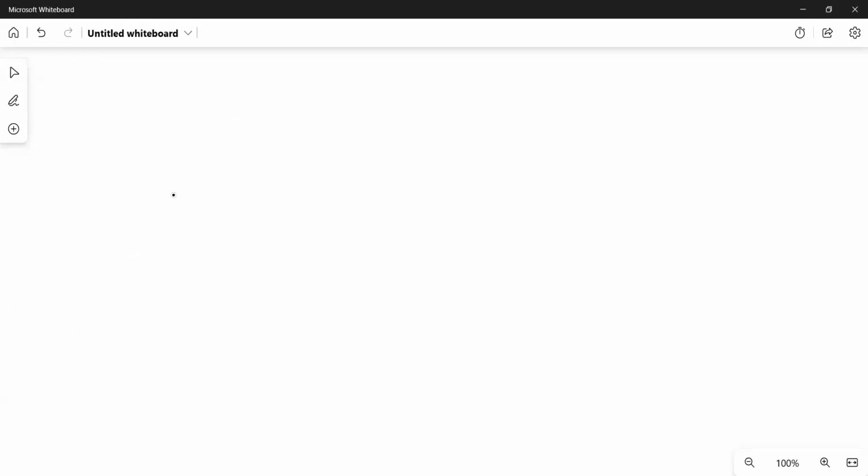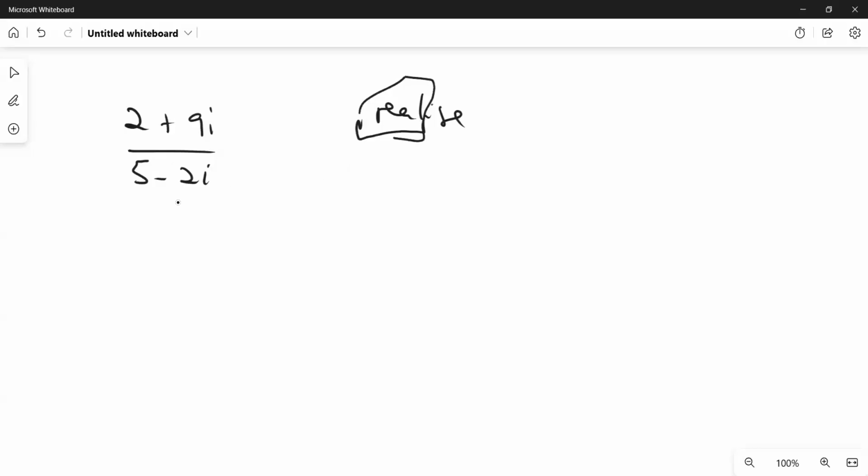Okay, division now. Let me do a quick one. Let's say you have 2 plus 9i over 5 minus 2i, right? Sometimes you'll see that the textbook will tell you to realize the denominator. I think there's a play on the word. When they say realize the denominator, they mean make the denominator real, right? So that's what they'll tell you.